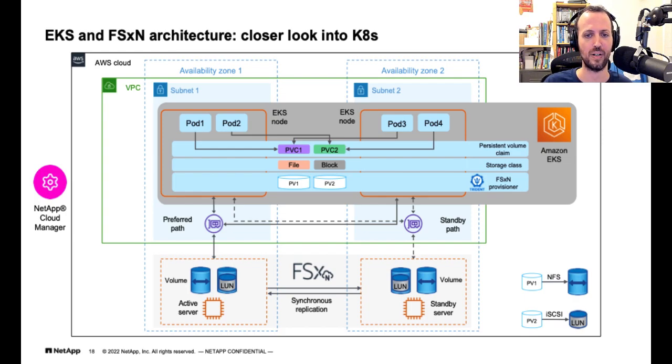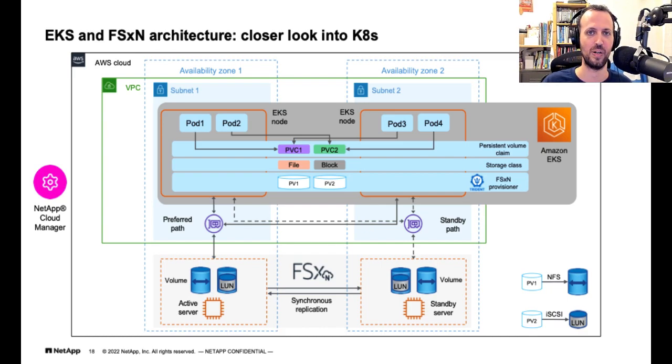And we have our pods deployed, and they're going to be consuming PV claims. They can be either file or block, right? And then each PV claim that gets created is associated with a storage class, as we mentioned, and eventually Trident will create automatically a volume within our FSx file system, and that volume gets all the benefits that we mentioned.